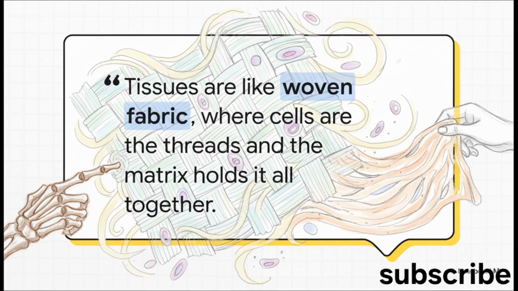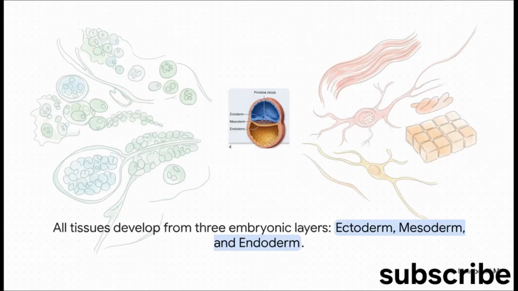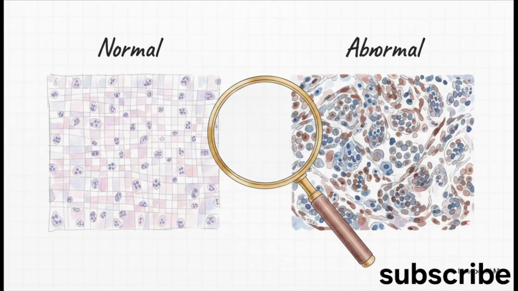And what's really amazing is that this incredibly complex fabric of life all starts from just 3 simple layers of cells in an embryo: the ectoderm, mesoderm, and endoderm. That's it. From those 3 starting points, through a process of specialization, all 4 of our fundamental tissue types are born. And this brings us to the crucial point.